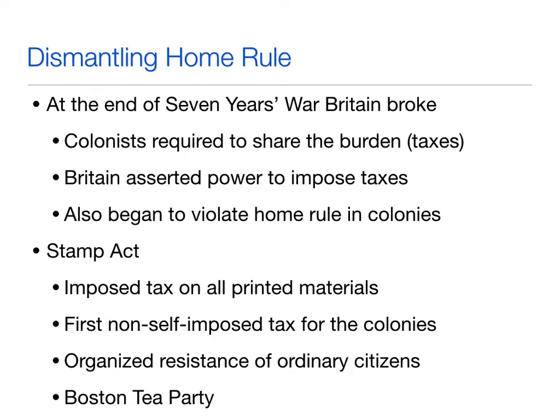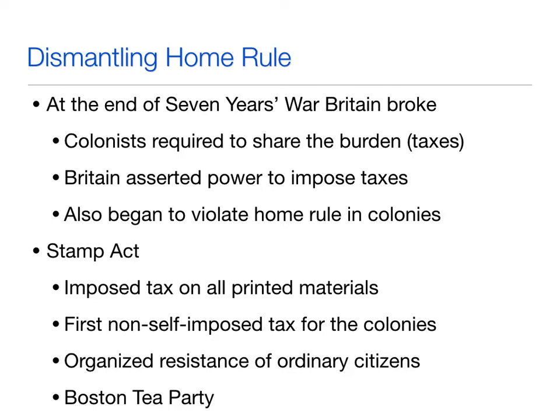This begins to violate home rule and the system of governments that we had in the colonies and the culture that each of the colonies had cultivated under the Crown, and it adversely affected each colony's relationship with the Crown going forward. So Britain first violates the system of home rule by imposing the Stamp Act. This act was incredibly important, not necessarily because of what happened in the act, but how it was facilitated. The Stamp Act imposed a tax on all printed materials.